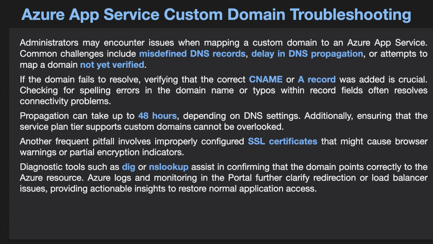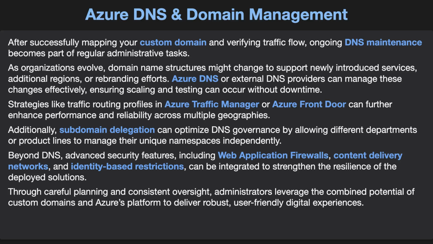Additionally, ensuring that the service plan tier supports custom domains cannot be overlooked. Another frequent pitfall involves improperly configured SSL certificates that might cause browser warnings or partial encryption indicators. Diagnostic tools such as Dig or NSLookup assist in confirming that the domain points correctly to the Azure resource. Azure logs and monitoring in the portal further clarify redirection or load balancer issues, providing actionable insights to restore normal application access.